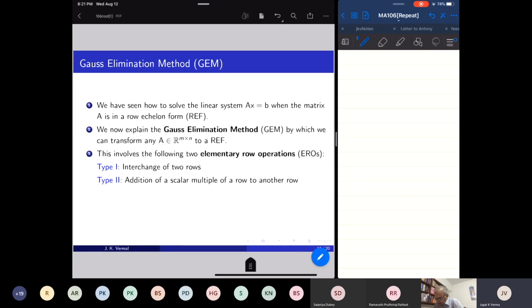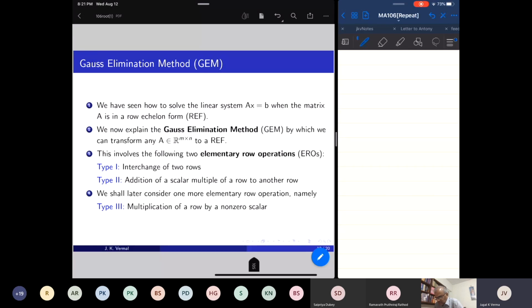But by doing this row operation, these are called elementary row operations, EROs, we can convert the coefficient matrix into row echelon form. And we will need one more condition, one more elementary row operation, namely multiplication of a row by a non-zero scalar. Okay. And we use this operation in the example that I showed. We multiplied one row with 2 and added 2 times one row to another row, or added 3 times one row to another row. Okay. So these are the 3 elementary row operations.